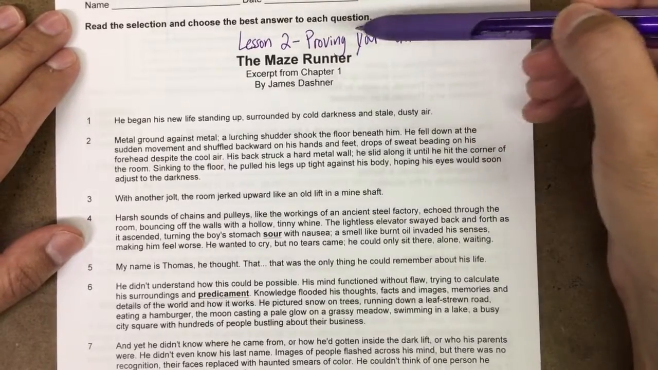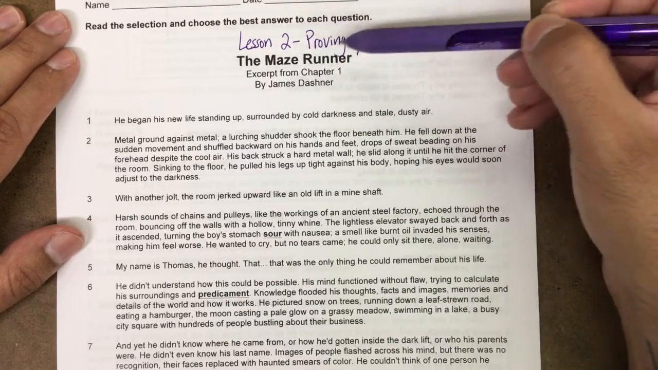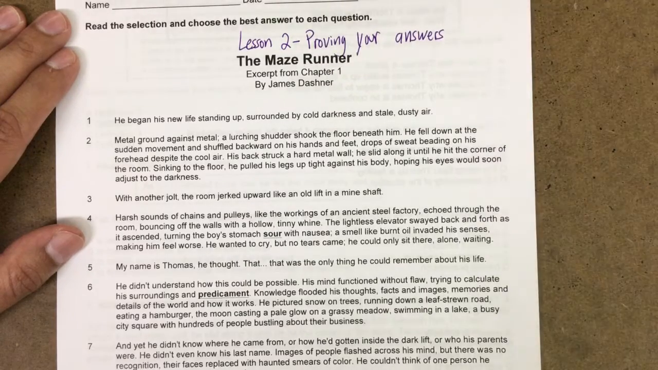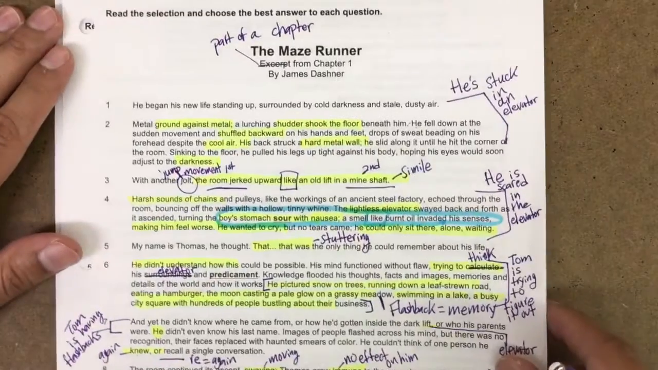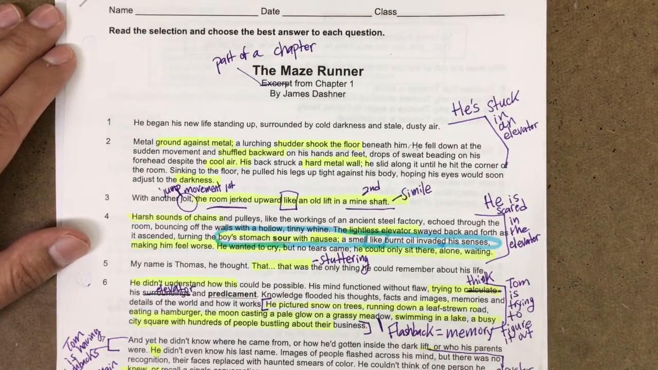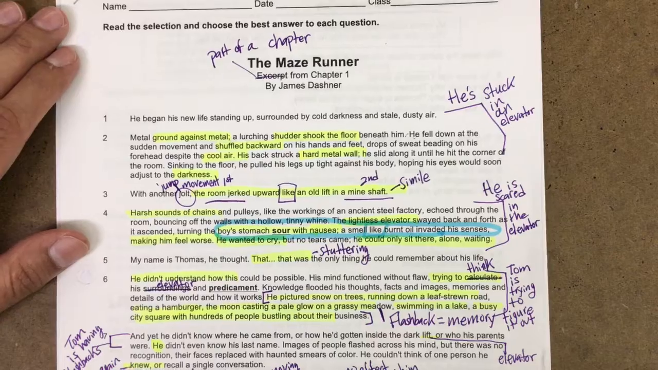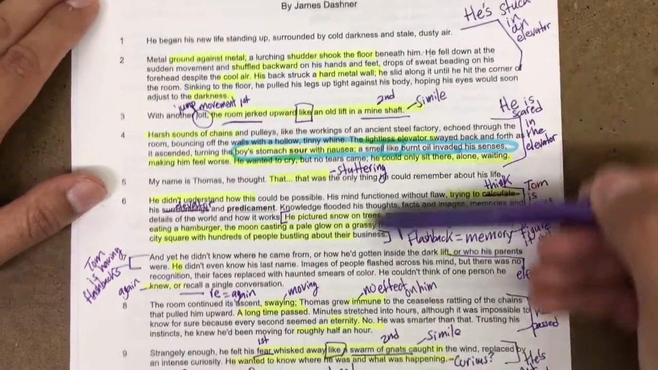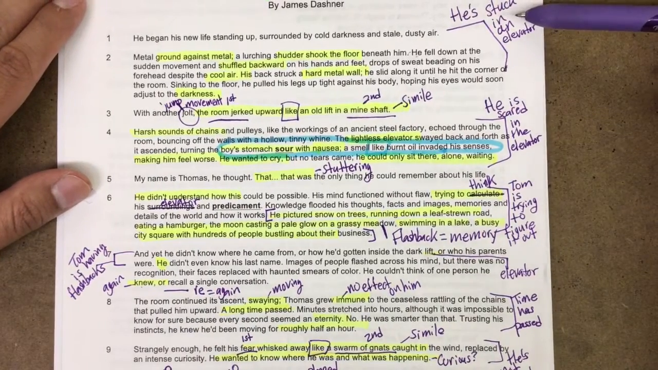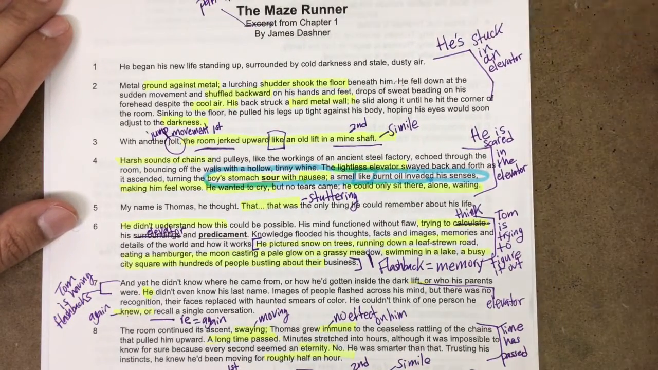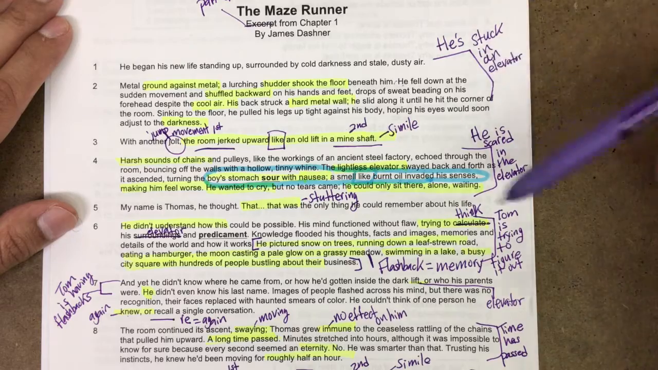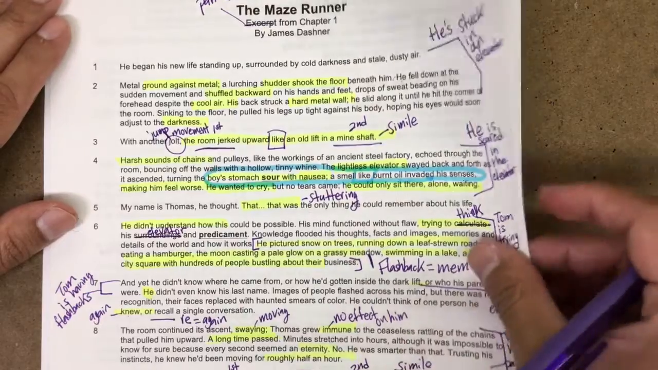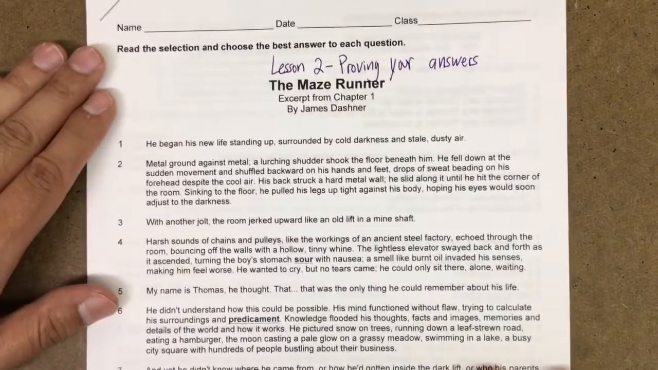Welcome to Lesson 2. You are going to be proving your answers with me with the Maze Runner passage. Last week you read the 10 paragraphs, you gave the gist, you wrote the gist with me out on the margins, and then we took some notes. We marked the text. That was Lesson 1. So now let's begin Lesson 2.